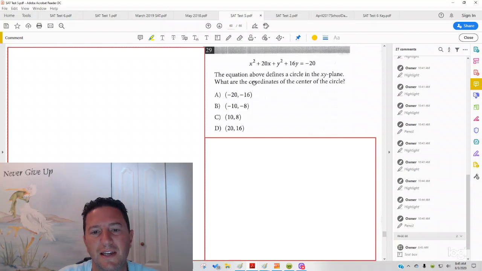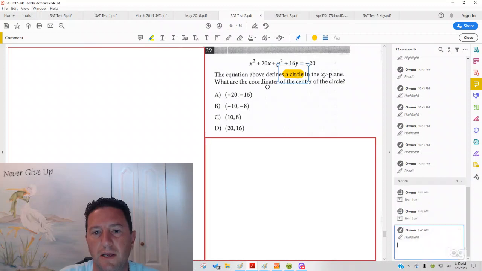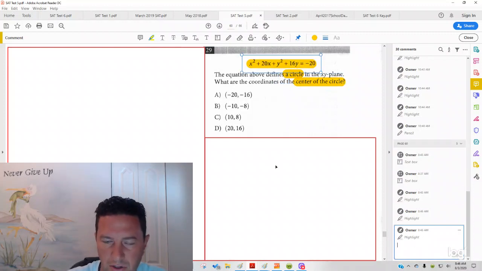Today we're going to look at Test 5, Section 4, number 29, which reads, the equation above defines a circle in the xy plane. What are the coordinates of the center of the circle? And so you highlight the important information, which in this case is the equation and the question.